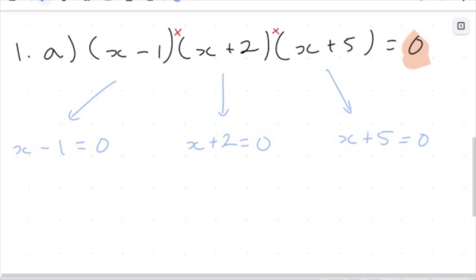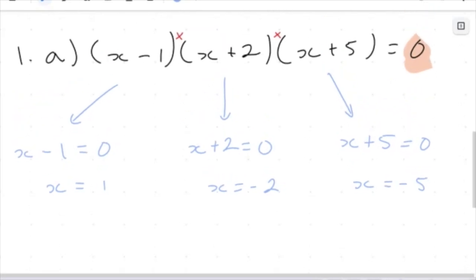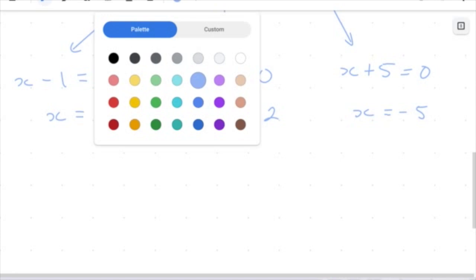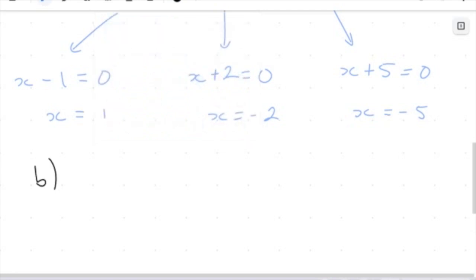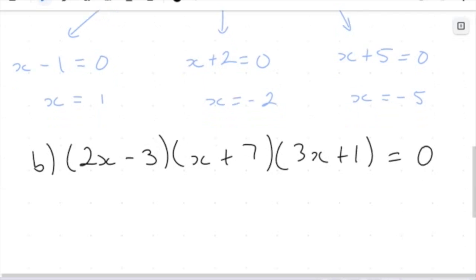And just like with quadratics, we break this up into three mini equations and then we just solve the simple one-step equations. So here our x is going to be 1, in this case our x is going to be negative 2, and in this case our x is going to be negative 5. And if we substitute any of these solutions back in for x, I'm going to get 0 on the right-hand side. So this is a fairly straightforward example to start off with. Let's try a slightly trickier one before we go into doing this entire process in the next question. I have once again a fully factorized cubic polynomial, and I'm trying to find the zeros here.